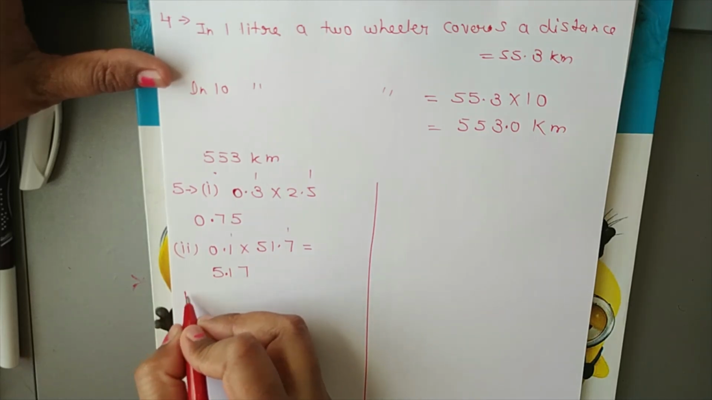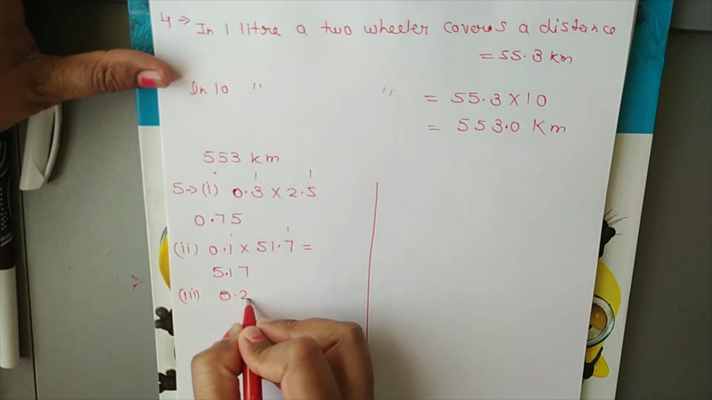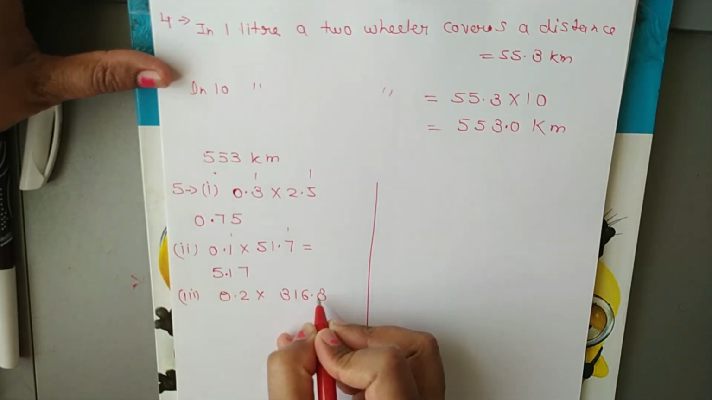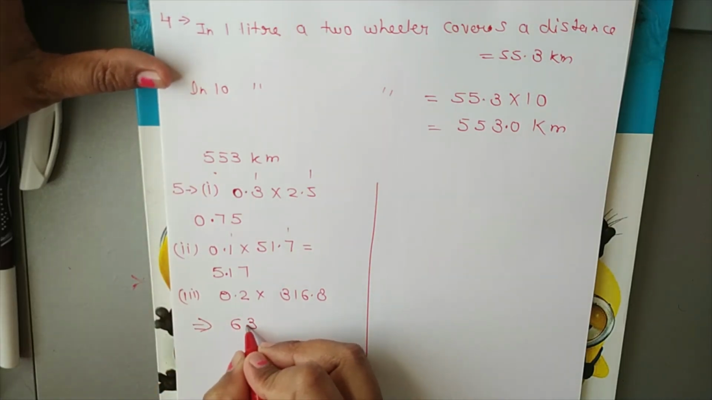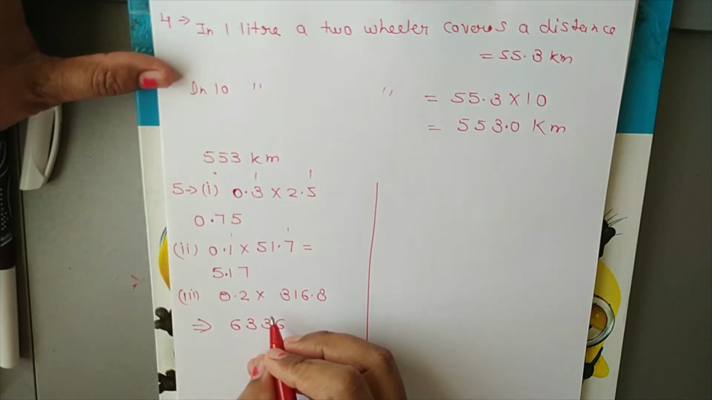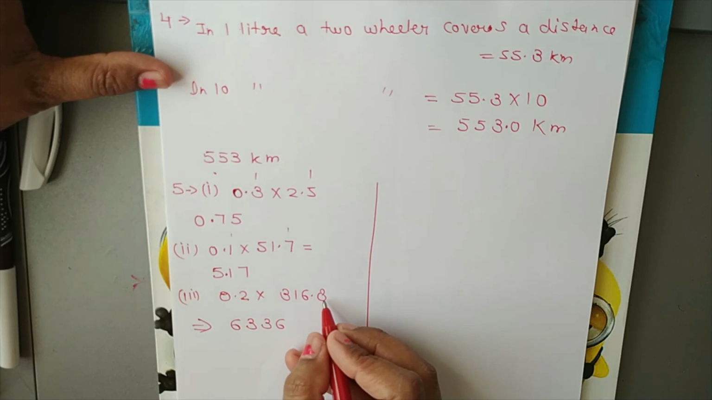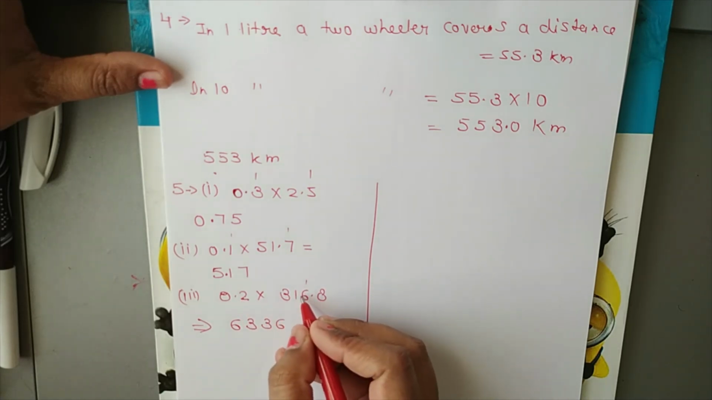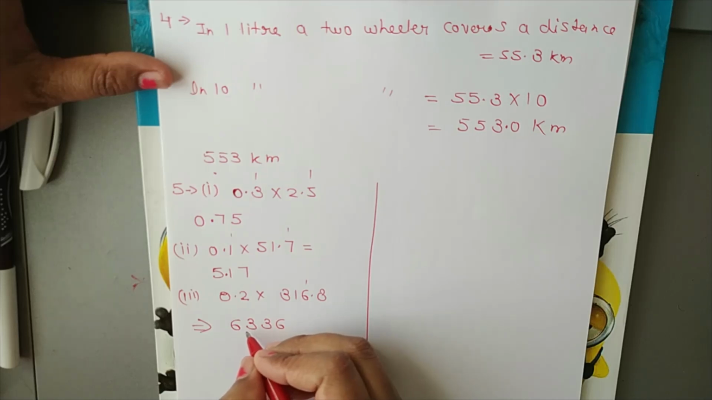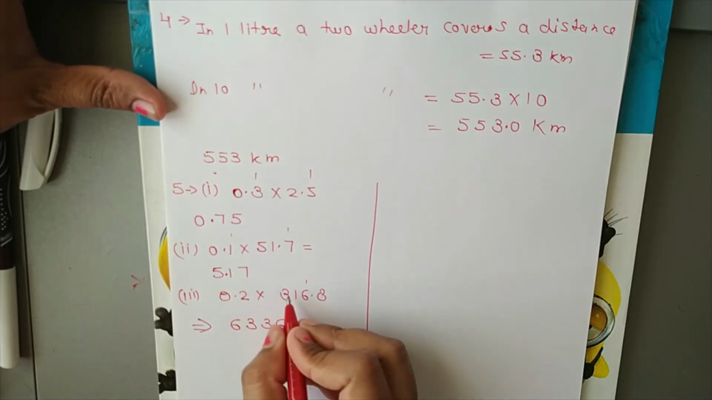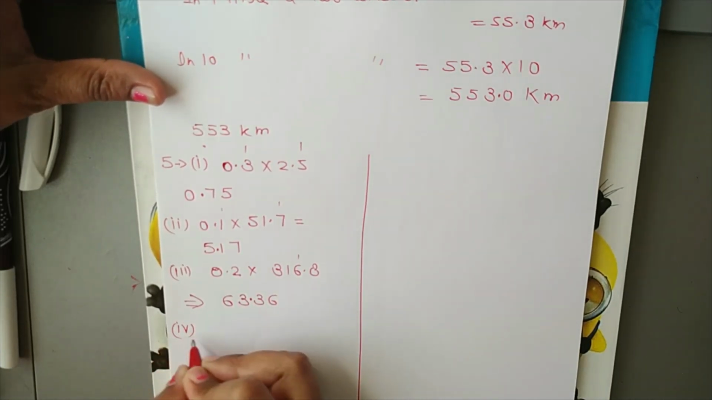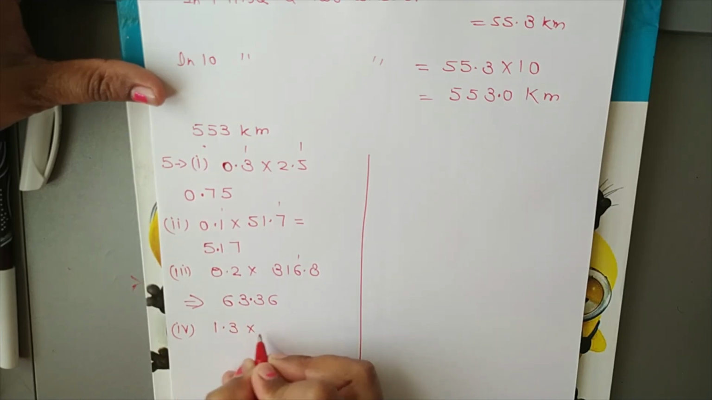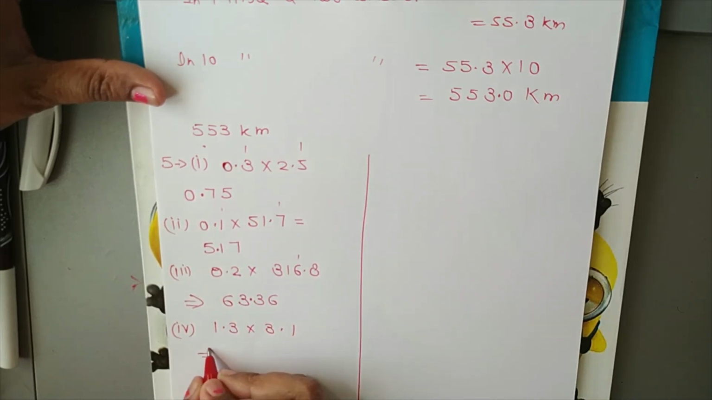Now next is 0.2 into 316.8. Ignore the decimal and multiply, so it will be 6336. 2 8s are 16, then 2 1s are 2 and 6 makes 8, 2 3s are 6. So it will be 63.36. Now fourth one, 1.3 into 3.1. It will be 4.03.